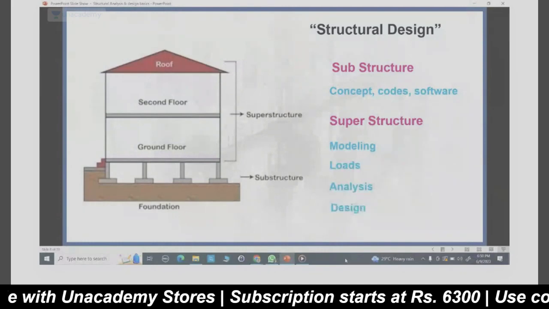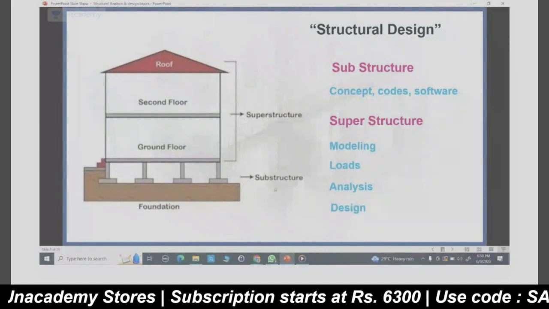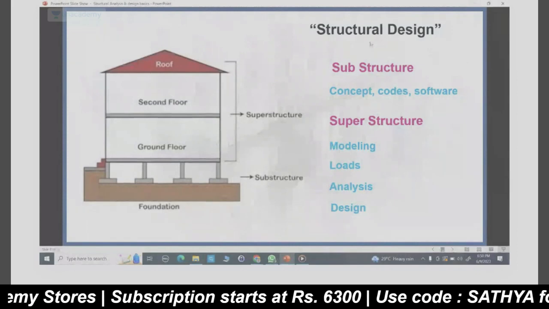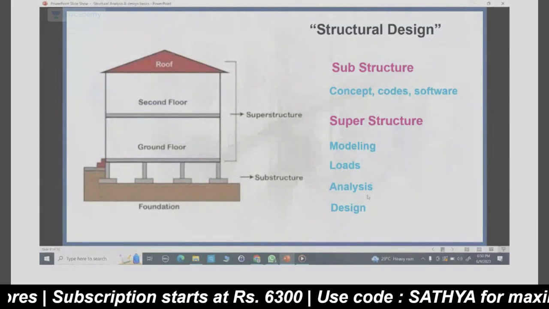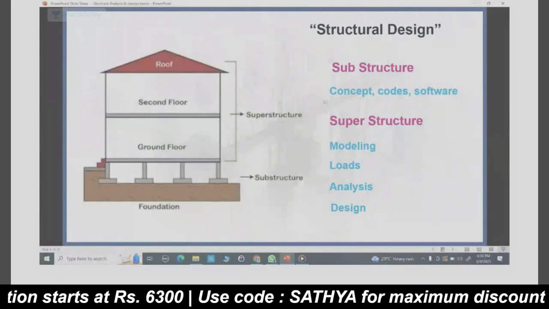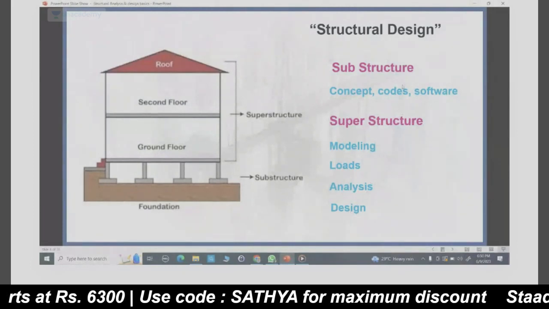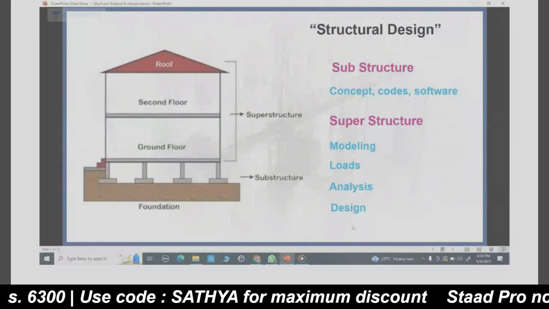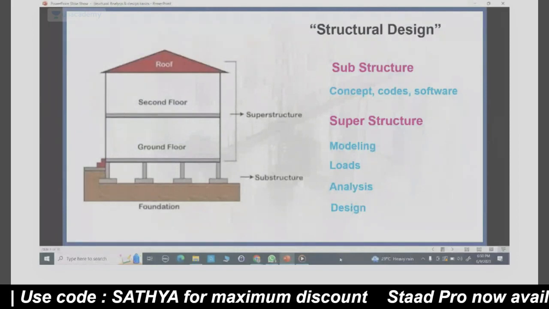So similarly, how we are having the structure as superstructure and substructure, similarly in the structural design concept also we can divide into these two parts, substructure and superstructure. Under this we will be having 7 concepts. These 7 concepts, let me explain to you one by one what we are going to do with this.